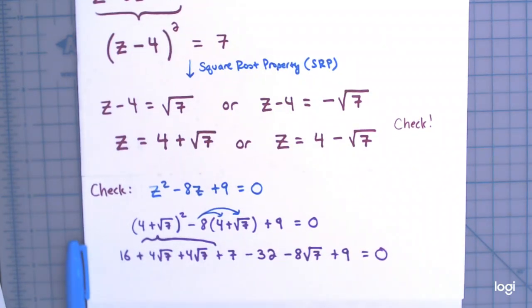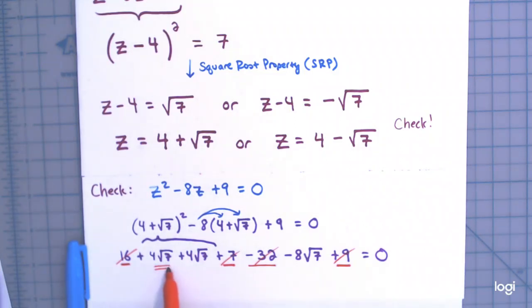All right. Well, let me just go through and look at the like terms. You've got all the non-radicals, all the constants. 16 plus 7, that's 23. Plus 9 would be 32. And look here, then you have minus 32. So those all cancel each other, make 0. That's 0.